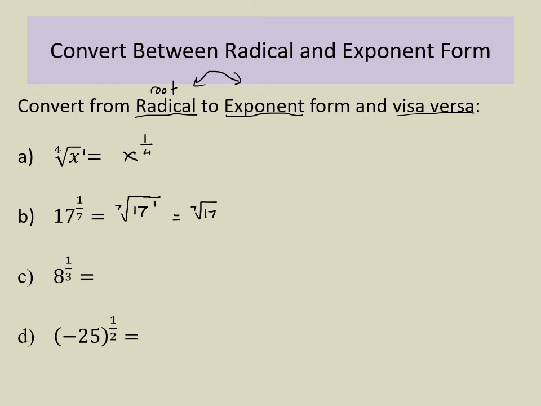I'm going to encourage you guys to go ahead and pause the video now, do number C and number D, and I'm also going to add another one, E. How about negative 25 to the power of 1/2? So those are obviously ones that are in exponential form. They have a power, and you're going to convert that into radical form or a root. So pause the video, go ahead and try C, D, and E, and then play it again when you are ready.